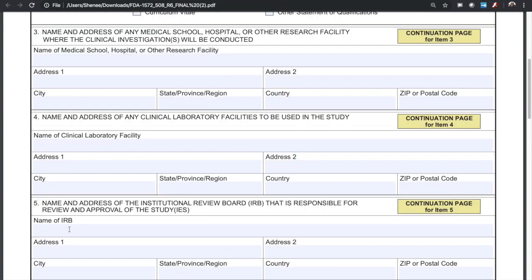Okay, box 4, name and address of any clinical laboratory facilities to be used in the study. So while a pharmaceutical company is developing a clinical trial, they have to choose different vendors for certain tasks. So one of the vendors that they have to choose are the laboratory, and the institutional review board. The clinical laboratory is the laboratory that's assigned to a clinical trial that processes and handles all of the lab work, any blood draws, urine samples, blood samples, the testing of the actual sample that is being collected.